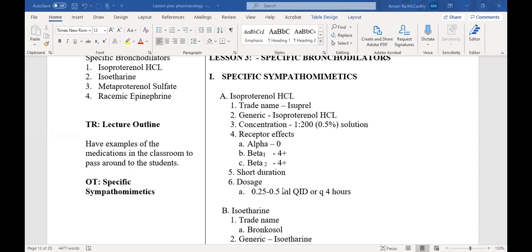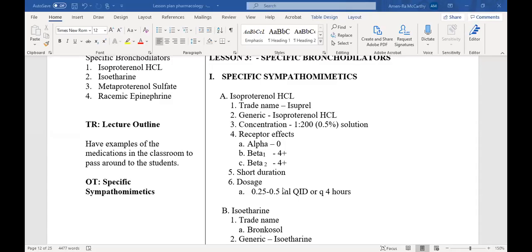You got to know that's isoproterenol. The question and the answer choice might be isoproterenol or it might be Isuprel. That's why you got to know both. You got to know everything about these drugs. That's why I said you can't play with pharmacology. Okay?